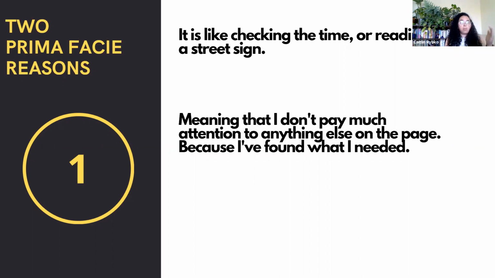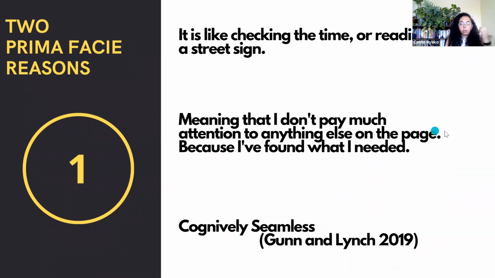Moreover, I don't really treat the whole interface as being cognitively salient, right? We see the information that we're looking for without really thinking about how we're going about it, in a similar way to how we might look at a stop sign, right? And so Gann and Lynch call this cognitive seamlessness, right? So the act of Googling is cognitively seamless, meaning that we see the information that we're seeking without always noticing how we're going about it. And this process happens so easily, it's not cognitively demanding in any way.